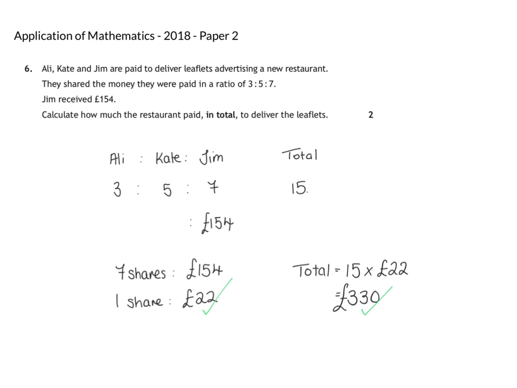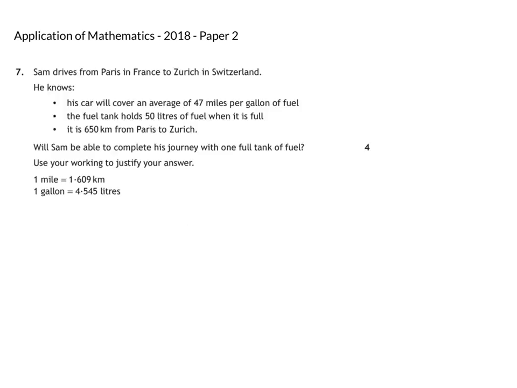So we'll keep going on to question 7. So looking at question 7, we have Sam drives from Paris in France to Zurich in Switzerland. He knows the car will cover an average of 47 miles per gallon of fuel. The fuel tank holds 50 litres of fuel when it's full. It is 650 kilometres from Paris to Zurich. Will he be able to complete his journey on 1 tank of fuel? Use your working to justify the answer.